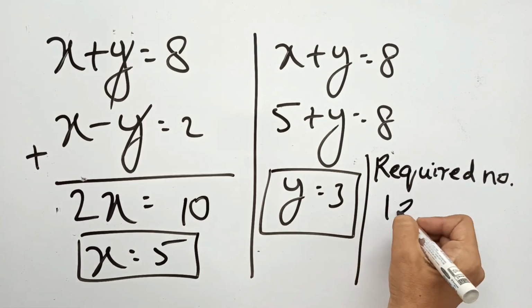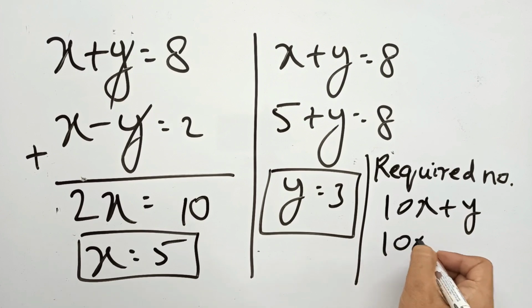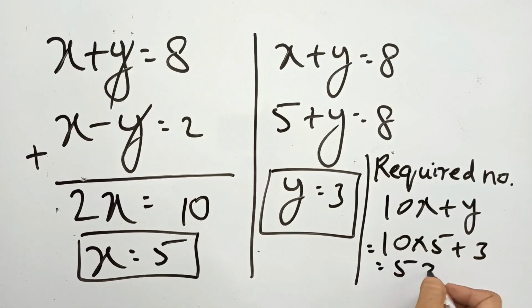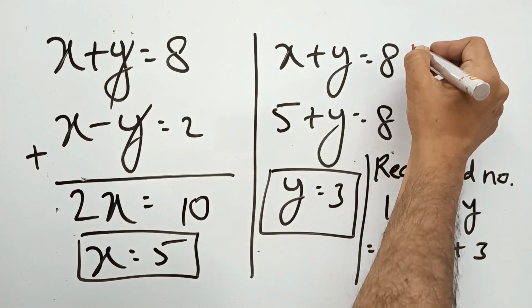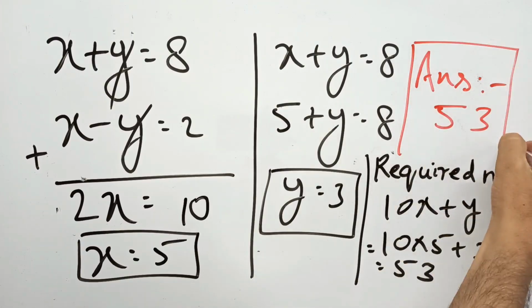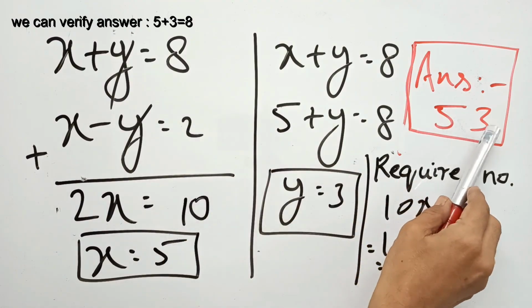Required number, we supposed 10x plus y. We'll put the values of x, 10 into 5 plus 3, 53. So the answer is 53. You can verify the sum of the digits is 8. So 5 plus 3 is 8.